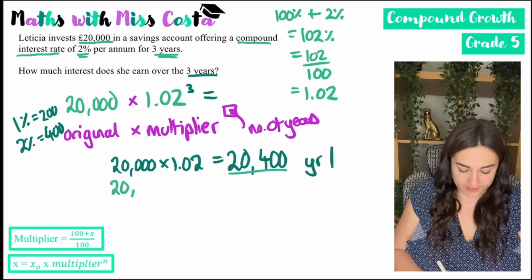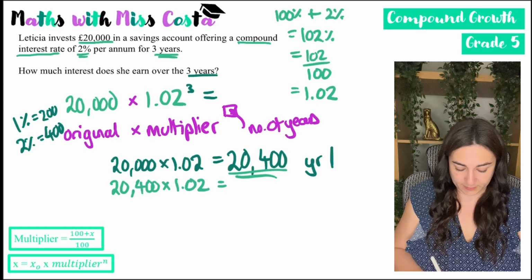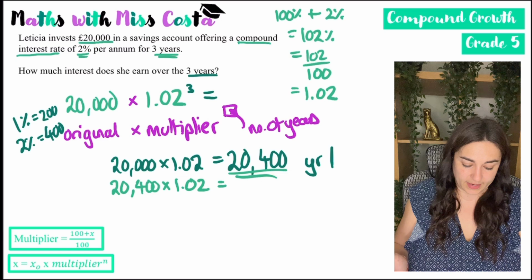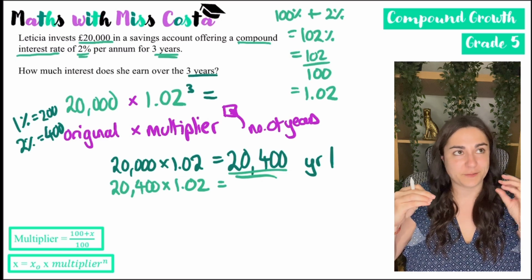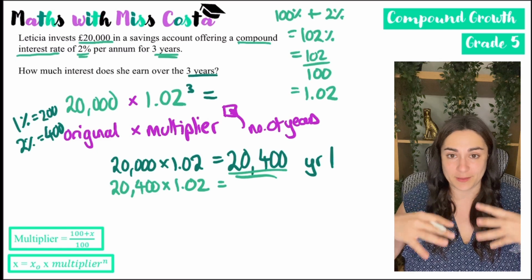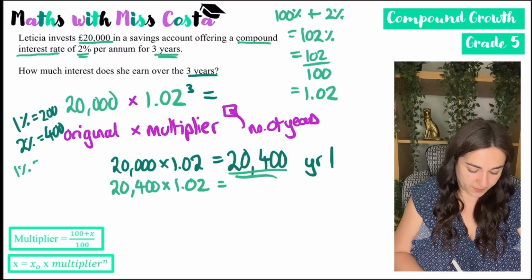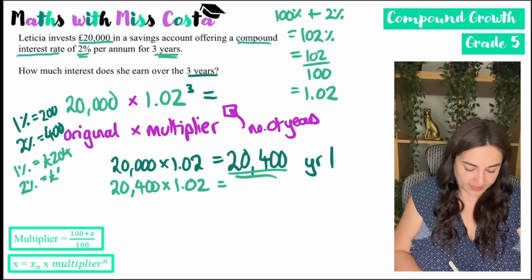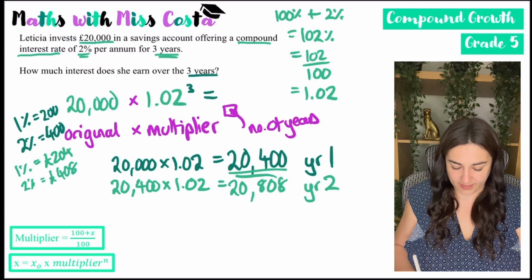I do the same for year 2, except I now have a new amount. So I'm going to do 20,400 times by 1.02. And when I say times by 1.02, all that means is adding on 2%, so you can also do it by just finding 2% and adding it on. And if you're doing it the manual way, that's the easiest way. So 1% of 20,400 is going to be £204. So therefore 2% is going to be £408. So that would be £20,808 at the end of year 2.